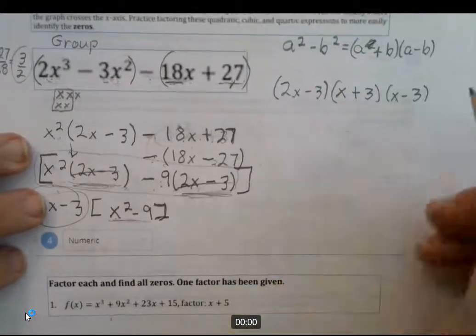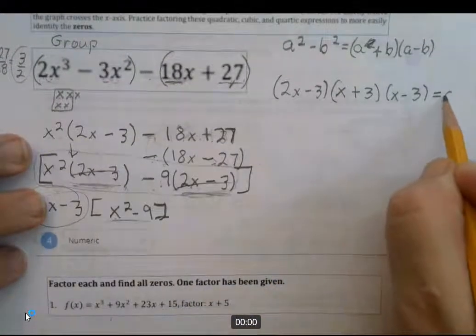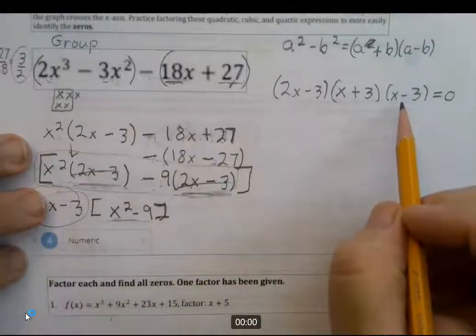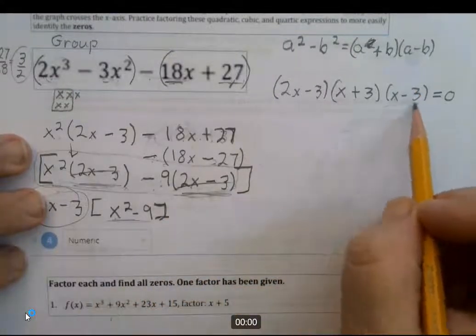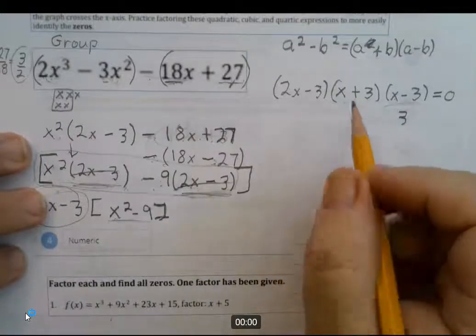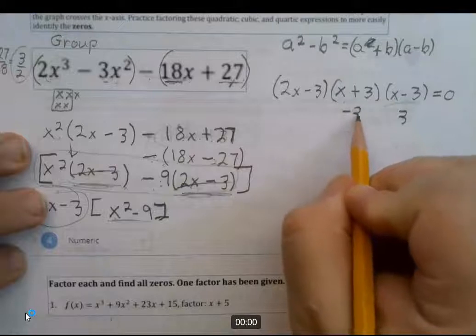Now we're going to set this equal to 0 because we want to find zeros. Let's do the easy ones first. What minus 3 gives you 0? That would be a 3. What plus 3 would give you 0? That would be a negative 3.